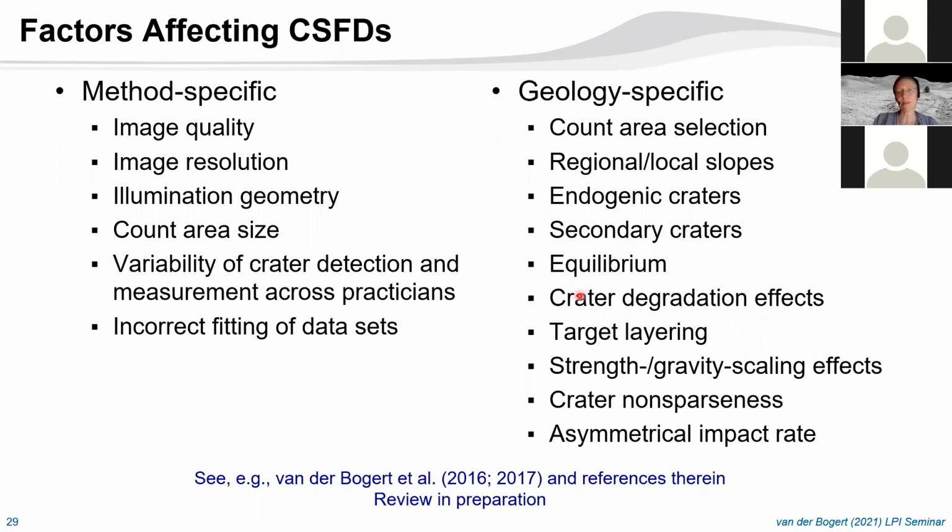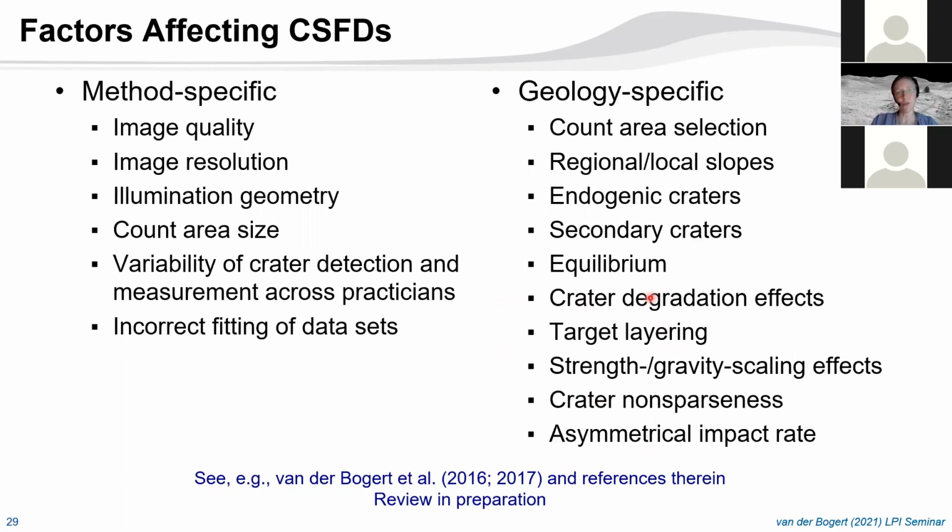Equilibrium is the case where the production of craters reaches a steady state. This happens when you have older surfaces. The smaller crater diameters reach a steady state where the same number of craters are produced as are destroyed. And when you're in that situation, you can't fit them with the production function anymore. It has a different slope. And so then you can't derive any age information.